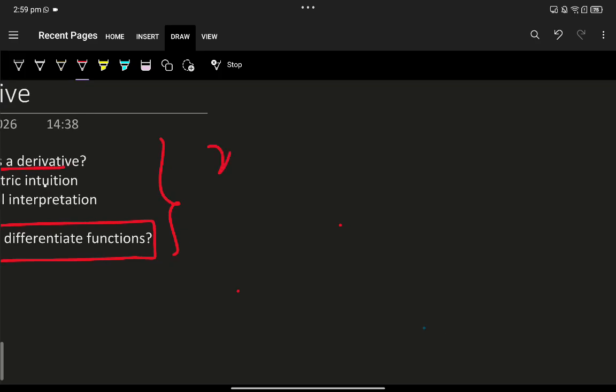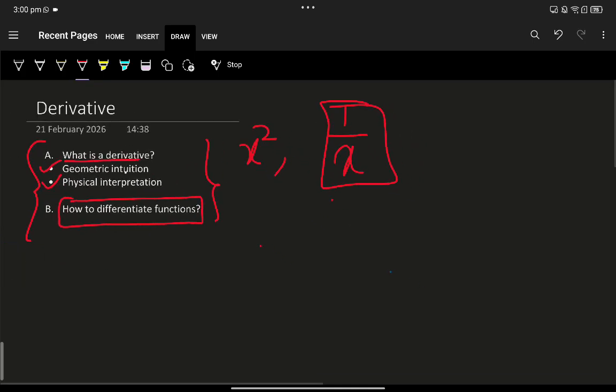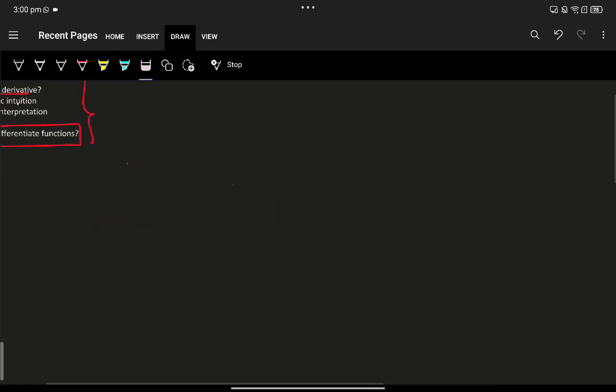Something like x square. So if I have to differentiate x square, how can I do that? Or if I were to differentiate 1 by x, a function that returns the reciprocal of the number itself, how can I differentiate that? We will try to understand these two concepts in this lecture.